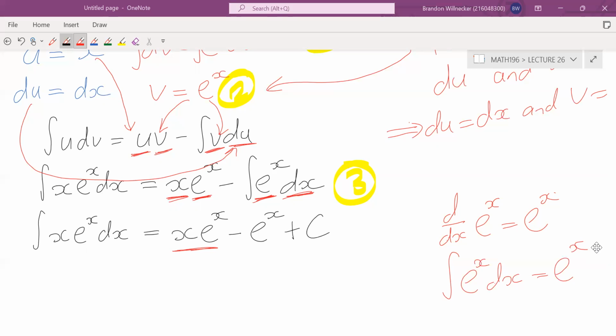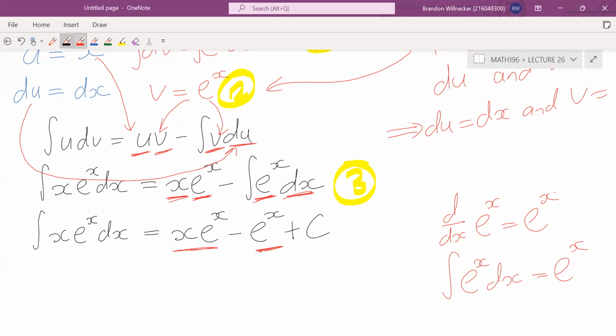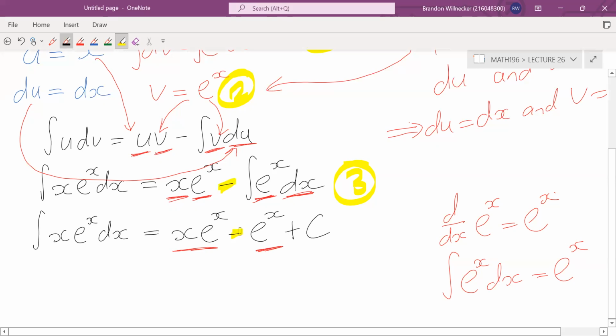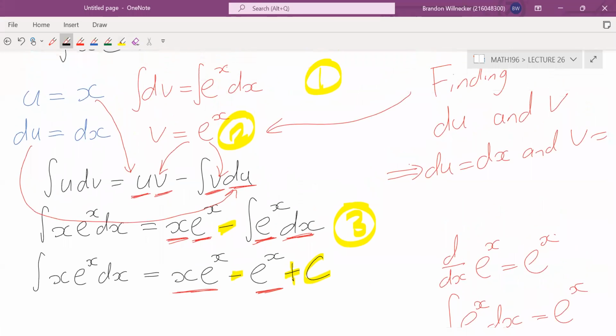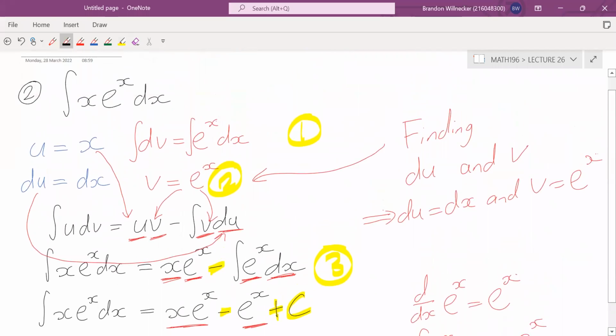So the integral of e to the x dx is just e to the x. But remember the minus sign. So we've got the minus sign there. And then since this is an indefinite integral, you need to add c. Okay, so that's the procedure there. Any questions? Is that good? Okay. Let's take a look at something a little bit more difficult.